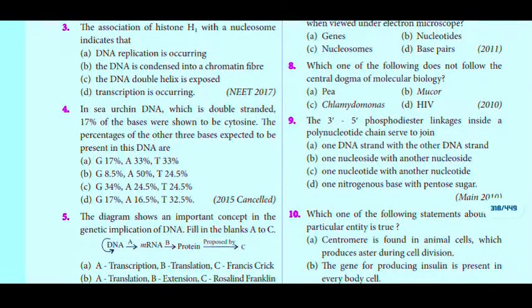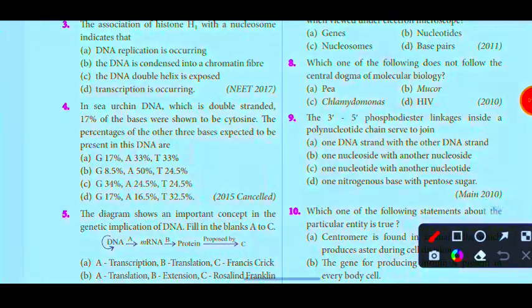The next question is 8th. Which one of the following does not follow the central dogma of molecular biology? Option A is pea, option B is mucor, option C is chlamydomonas, and option D is HIV. So answer is option D, that is HIV.